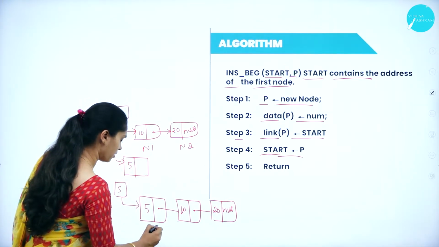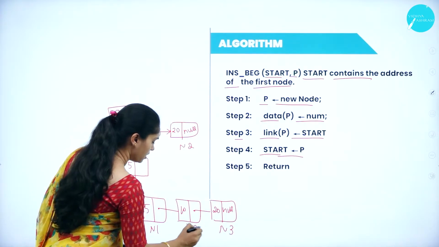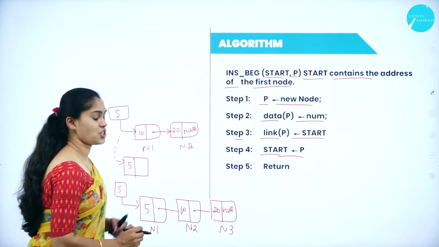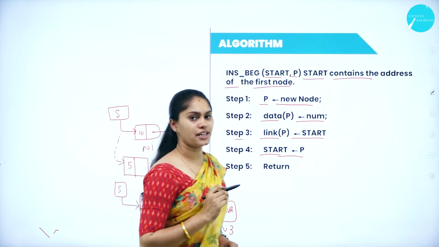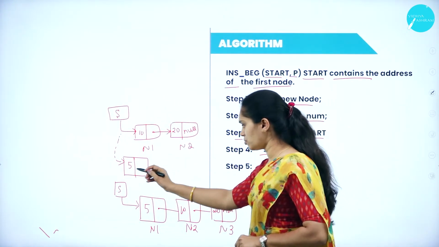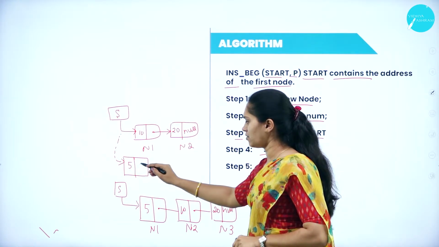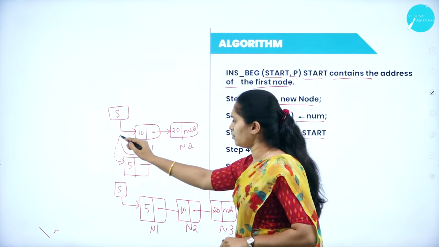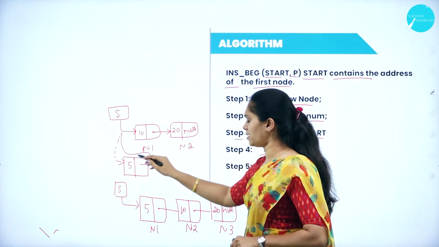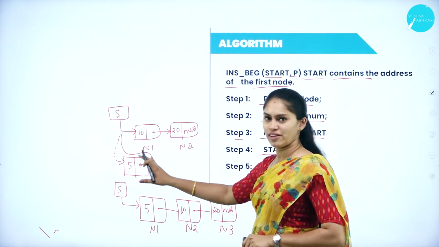So now it will be my first node and it will be my second node. This will become node 3. Initially we had only n1 and n2. After that I am going to create a new node and put the information there, and this pointer link will be copied or will be pointing to the start pointer so that it is going to be my new node at the beginning of a linked list.